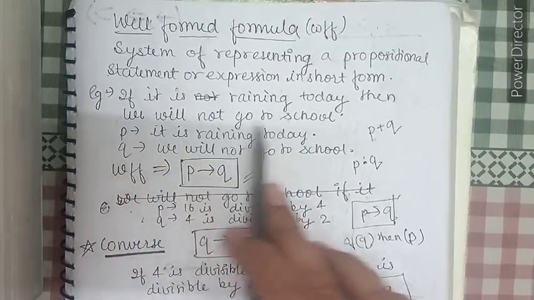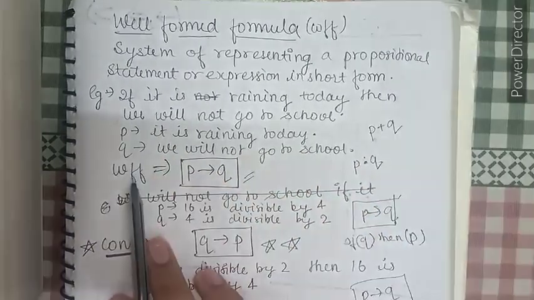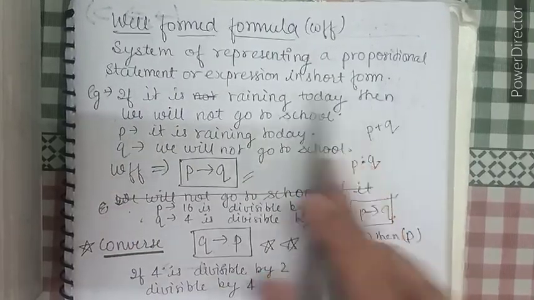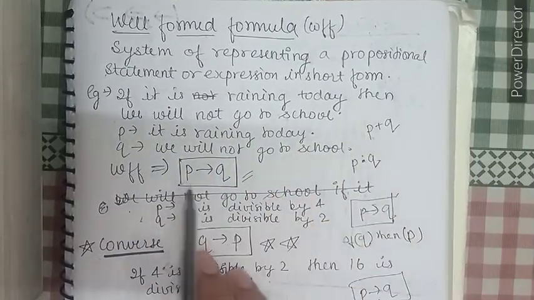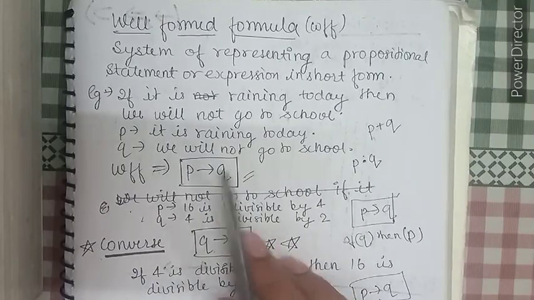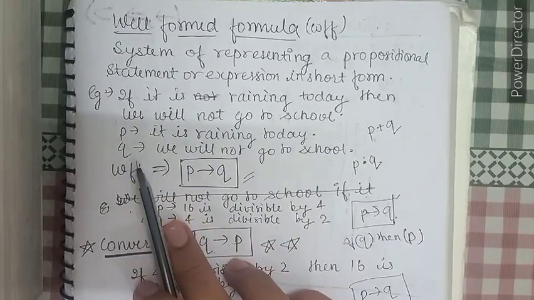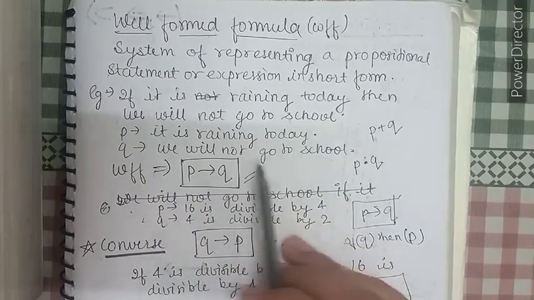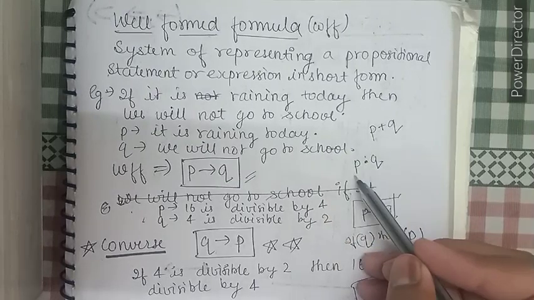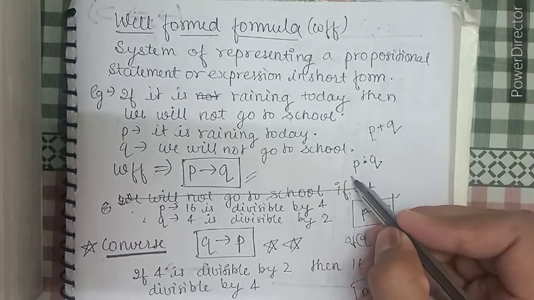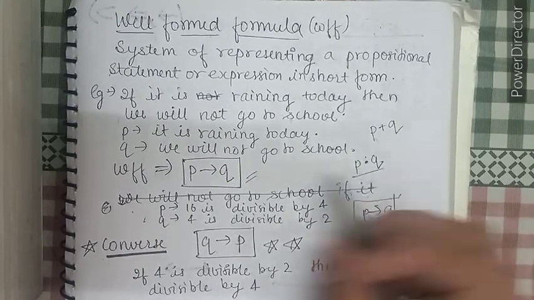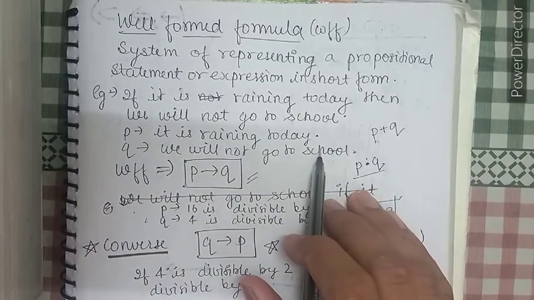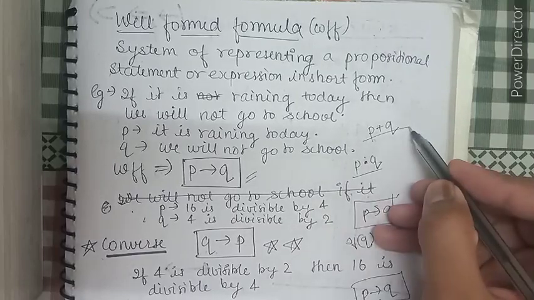The well-formed formula for this compound proposition will be P implies Q, since we are using if and then, and if-then is implication. If we join the propositions, like it is raining today and we will not go to school, then the well-formed formula will be P dot Q. And if the example is it is raining today or we will not go to school, then the well-formed formula will be P plus Q.